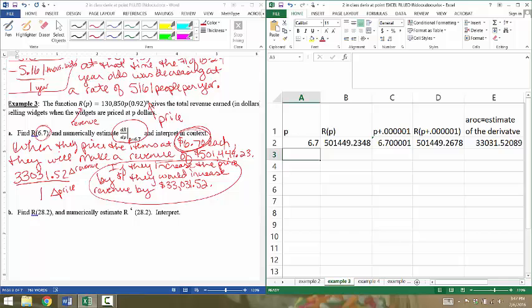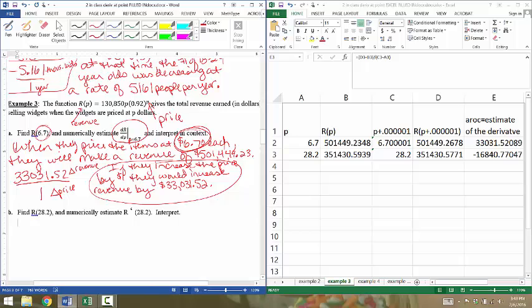It then in part B asks us to do it again, but this time at a price of $28.20 per item. So I already have this all set up in Excel. All I really have to do is come over here and drag my formulas down. So now the new price that I'm inputting is $28.20. Tells me the revenue at that time is $351,430.59. Here I change this to create this new point that's a tiny bit to the right, and it calculates the average rate of change between the 2 points. And I see this time that that average rate of change, that estimate of the derivative, is negative.